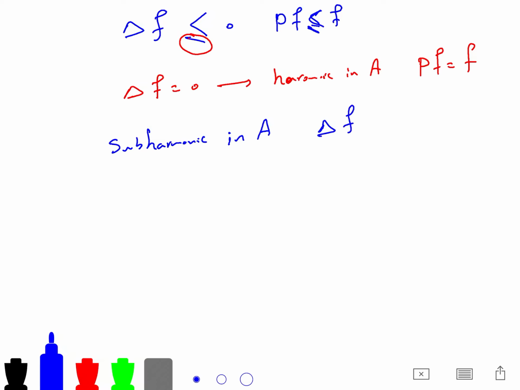It means that delta F is greater than or equal to 0, and PF is greater than or equal to F. So if H1 and H2 are superharmonic, then also min(H1, H2) is. And this is a good way, because if you work on these properties, you can also create a Hilbert space of some harmonic functions, and you can work on that to create good propositions that could be useful.